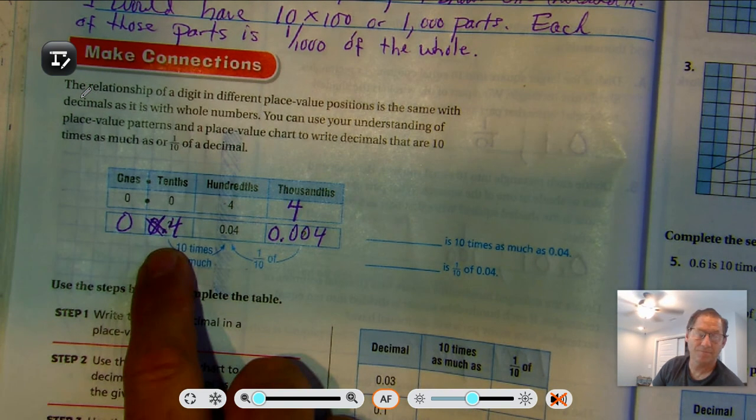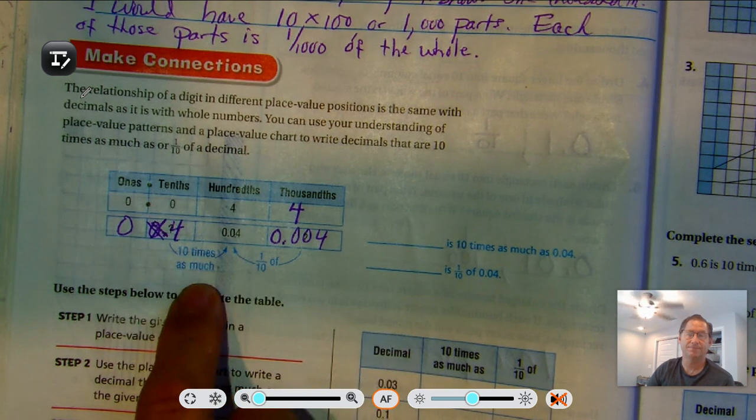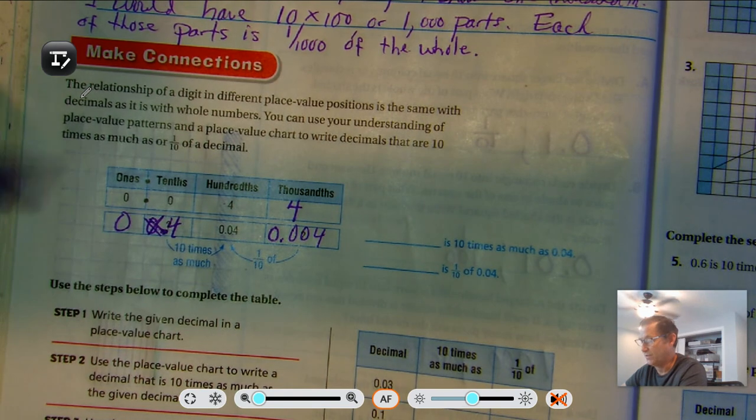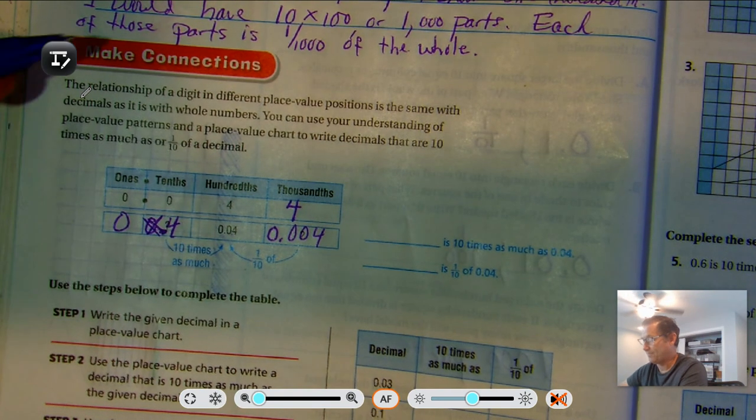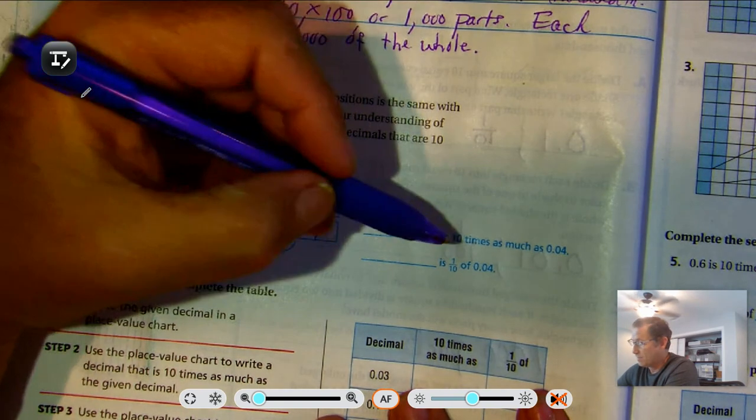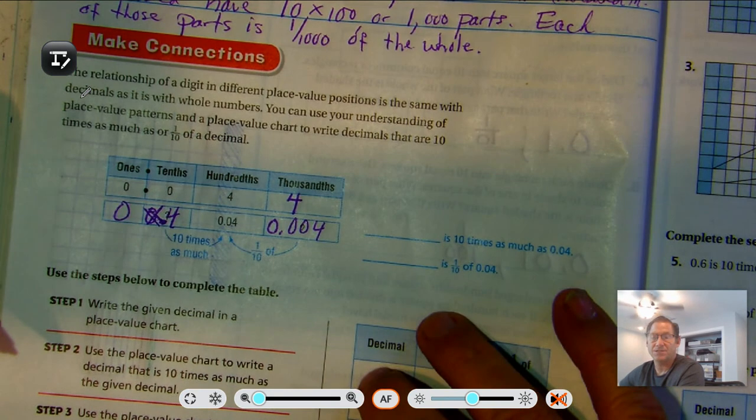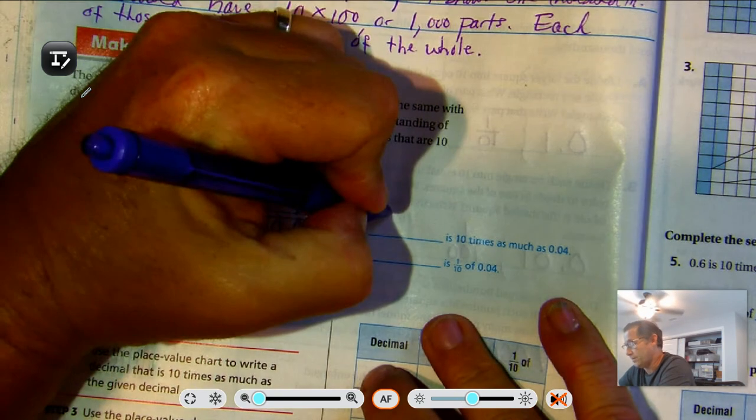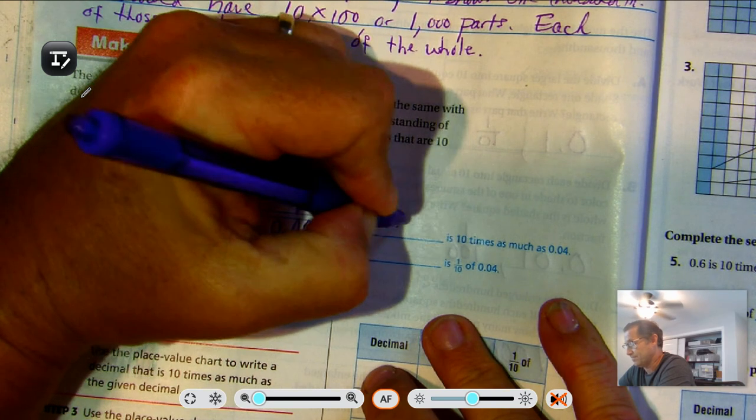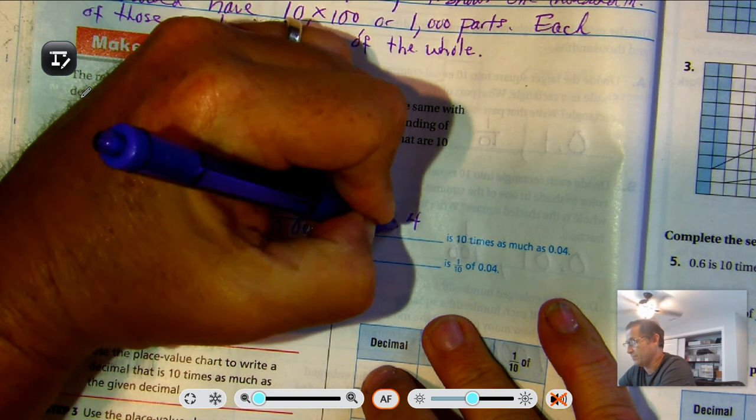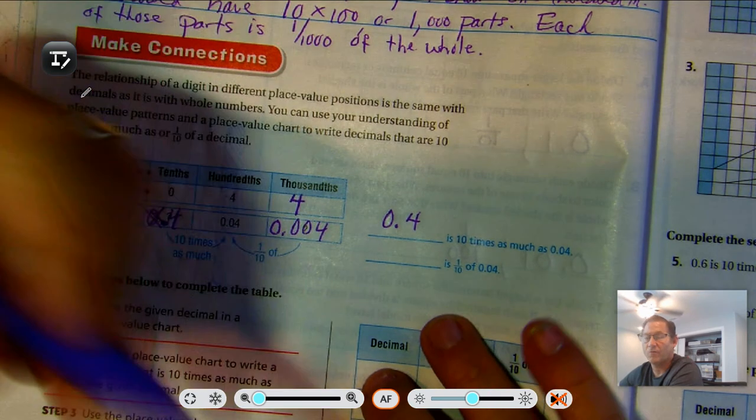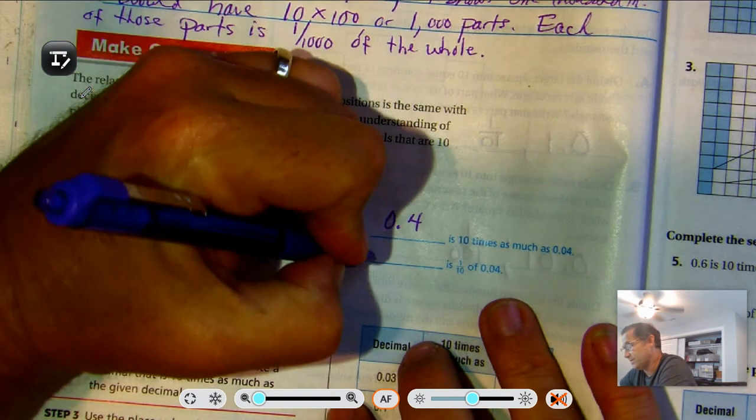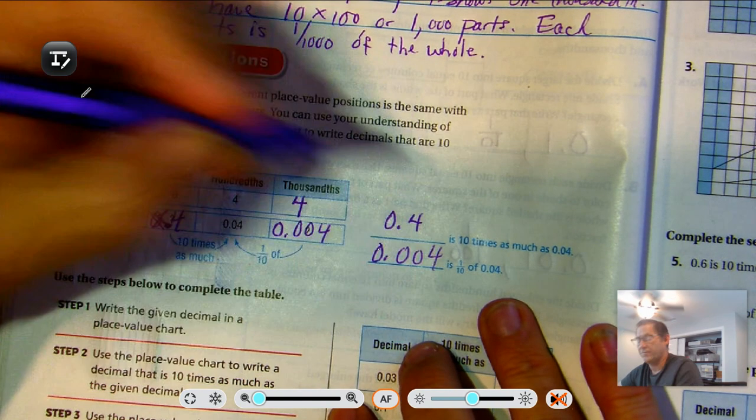I didn't need that zero there. I was just supposed to say 4/10 and 4/100. Okay. So we can't put the decimal point though. All right. So blank is 10 times as much as 4/100. So what's bigger? 4/100. What is 10 times bigger than 4/100? 4/10. What is 1/10 of 4/100? 4/1000.